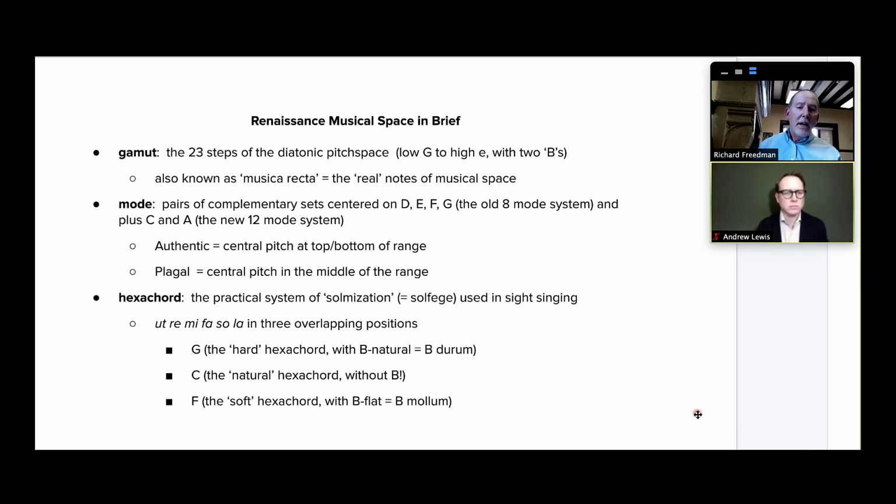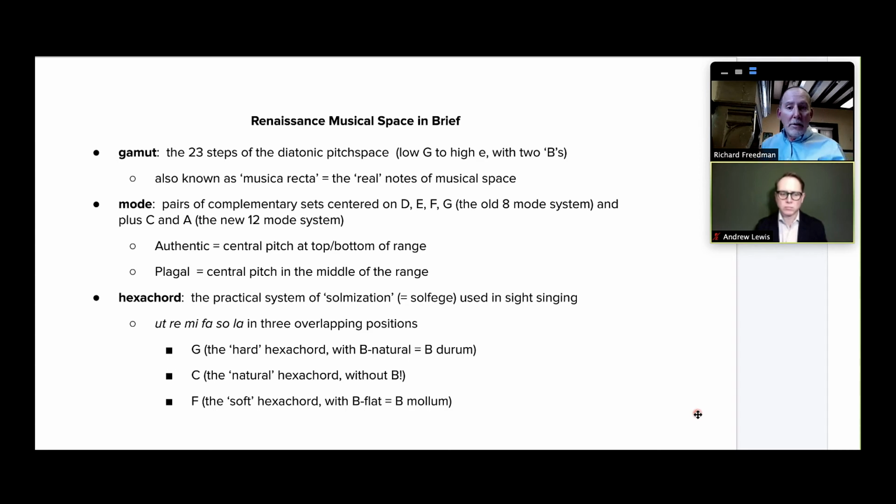A couple of key themes. Gamut. The gamut is the 22 or 23 steps of diatonic pitch space in the Renaissance. Imagine the white keys of the piano plus B flat, and those are all the notes that they have, except it's not the full range of the 7.5 octaves on the piano. It's the low G at the bottom of the baritone range, up to the high E that would be kind of what a boy soprano or a male falsettist could reasonably catch, up to there. It's that pitch space. And then B flat and B natural, that's the pitch space that we're talking about.